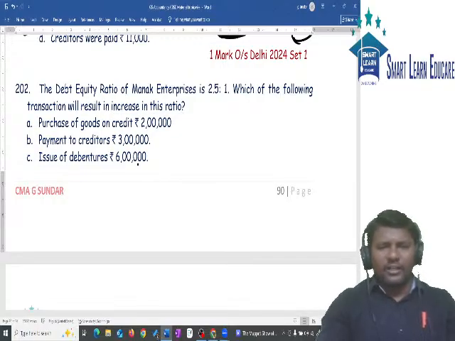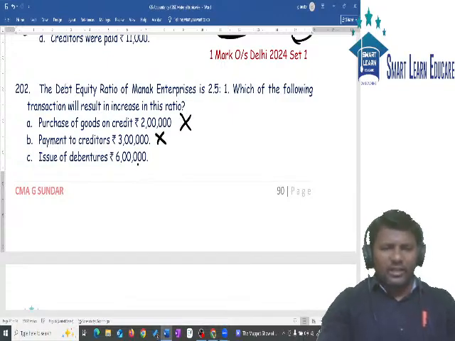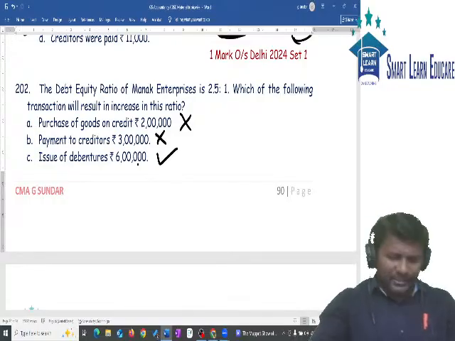Purchase of goods on credit. When you purchase goods on credit, only current liability is affected, not debt. This option is not correct. Payment to creditor: creditors and current liability are affected, no debt affected. Issue of debenture: when you issue debenture, debentures increase. Debenture is a debt. So the answer for this question is option C.